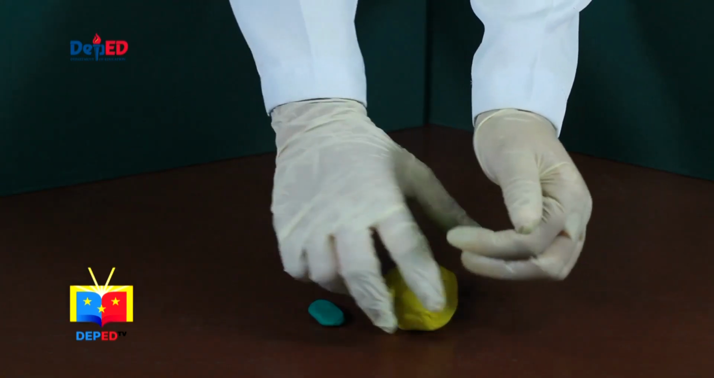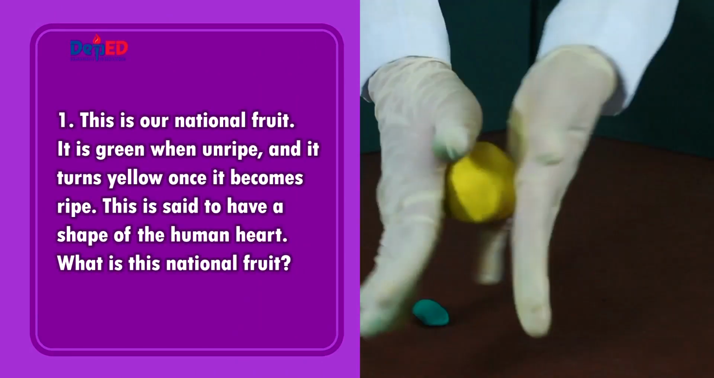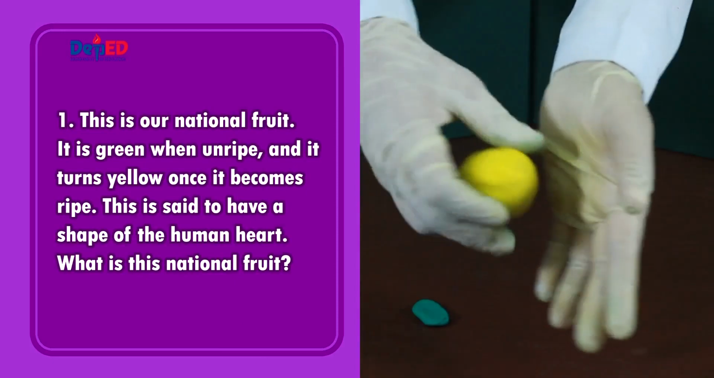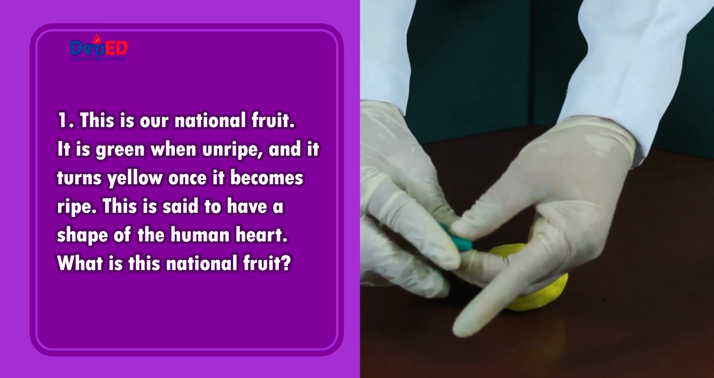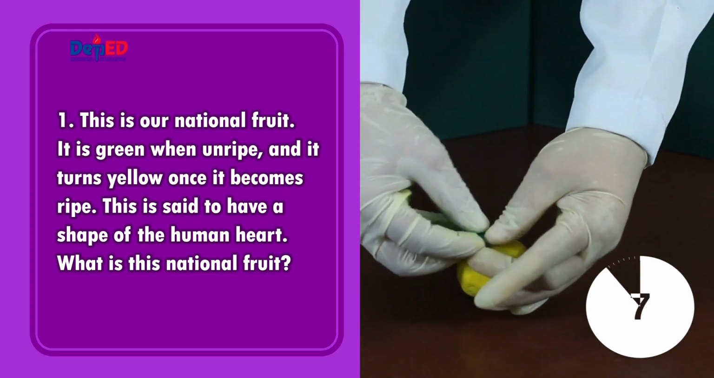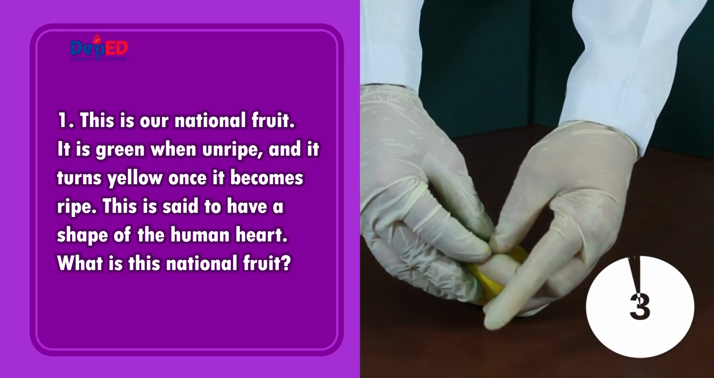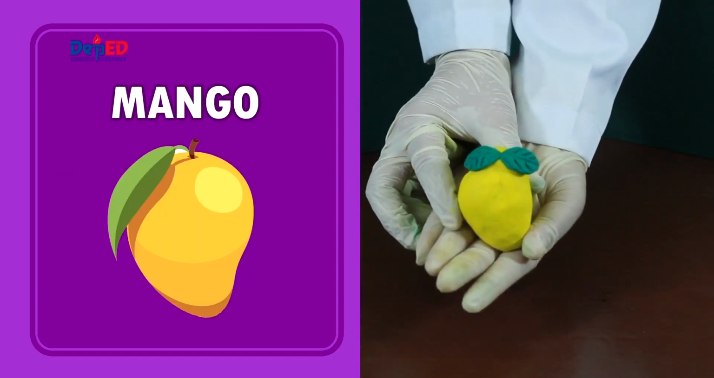Number 1. This is our national fruit. It is green when unripe, and it turns yellow once it becomes ripe. This is said to have a shape of the human heart. What is it? The answer is mango.